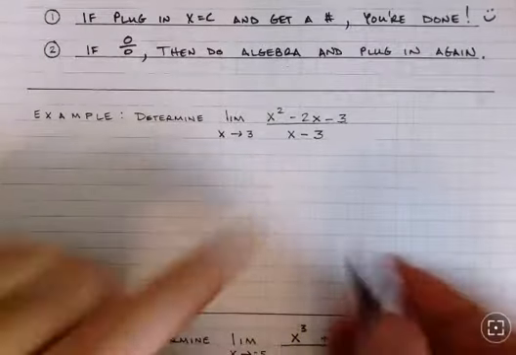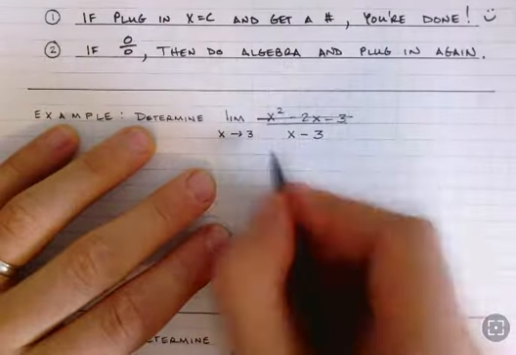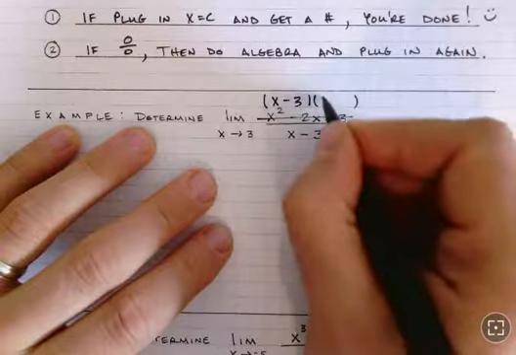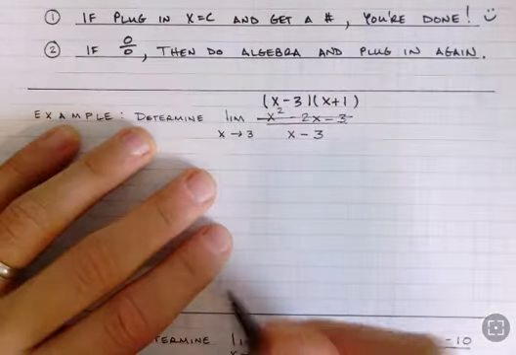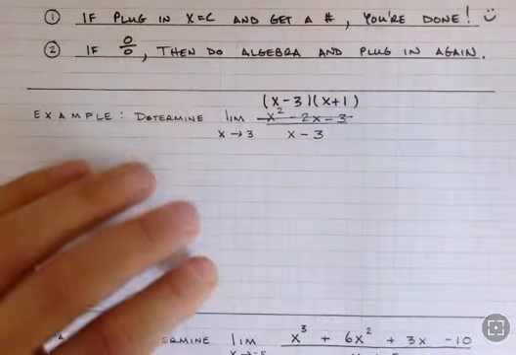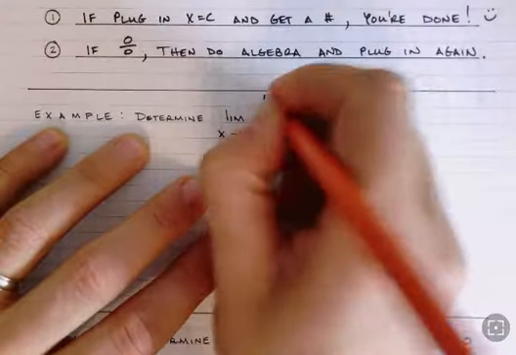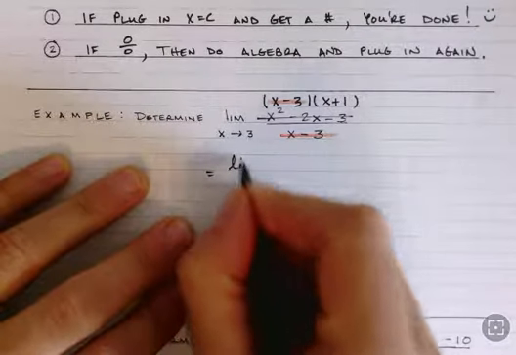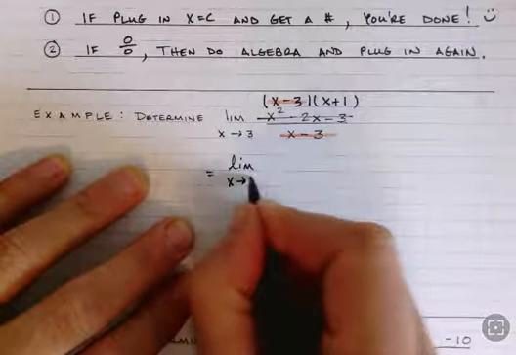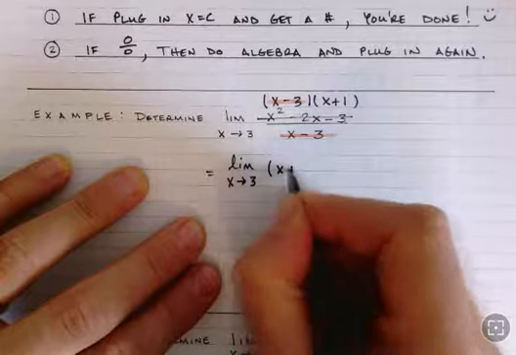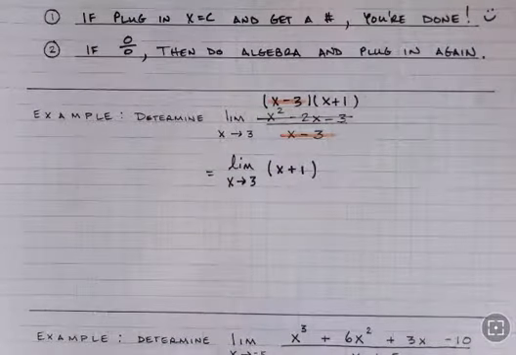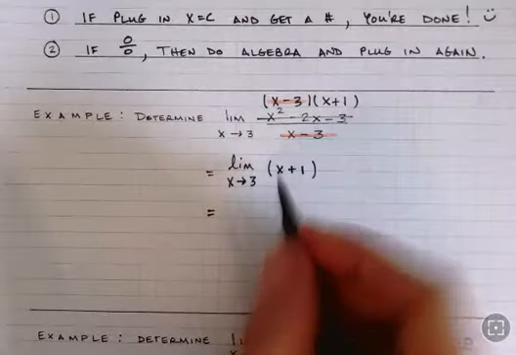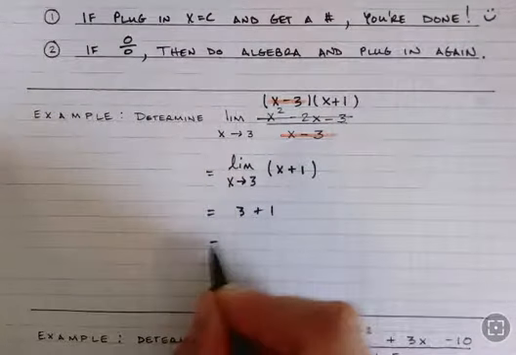In this case here, we might take the numerator and rewrite that as x minus 3, x plus 1. And when that happens, we notice that we have an x minus 3 here and here, and they cancel. So this limit is going to be the same as the limit of x plus 1. Now we plug in the 3 again. We get 3 plus 1 is equal to 4.